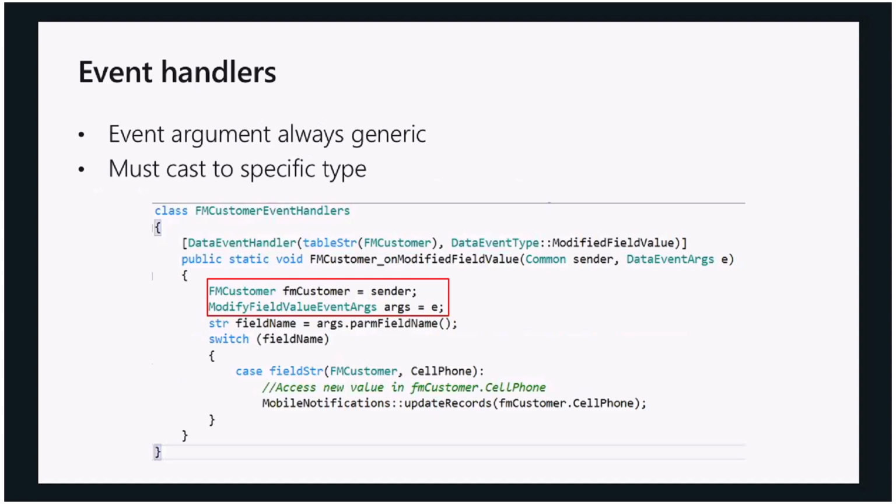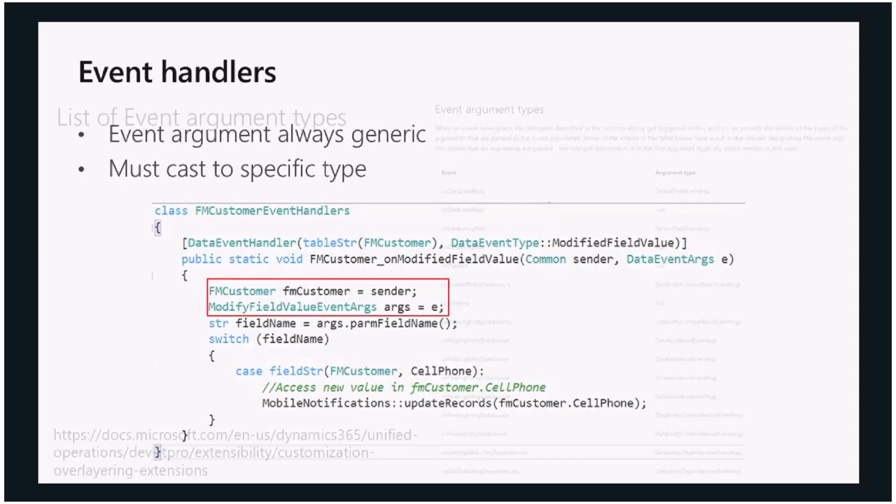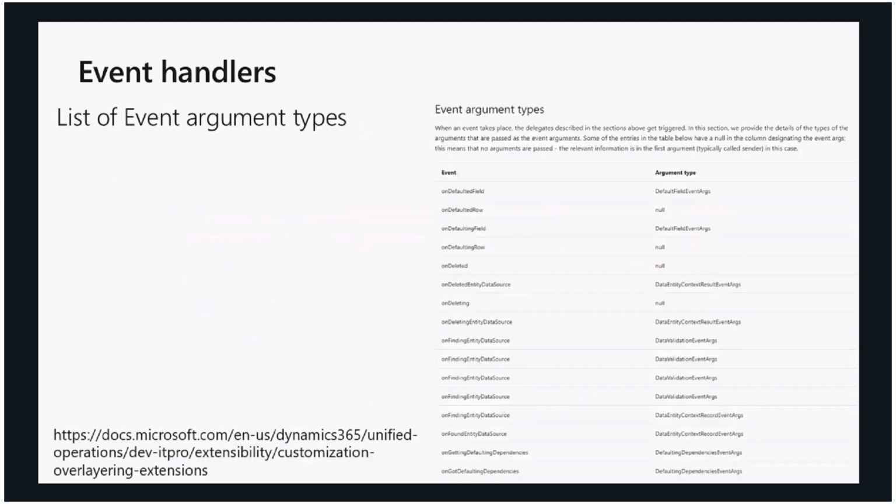Now, the parameters of an event are always generic and must be cast to the specific types. The exact types depend on the underlying object and the exact event being raised. Now, this is an example of a table modified field value event. So we are passed the table buffer as the first argument and a ModifyFieldValueEventArgs parameter as the second. Now, on the Microsoft Docs site, we have a full list of the events and their argument types. I recommend using this heavily when building any solution utilizing eventing.